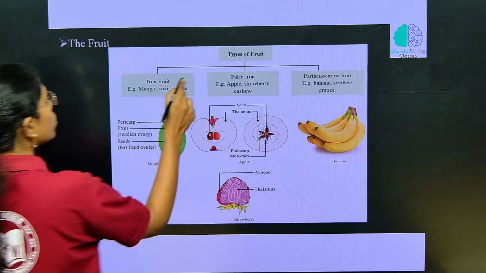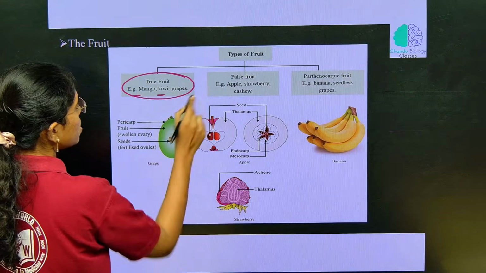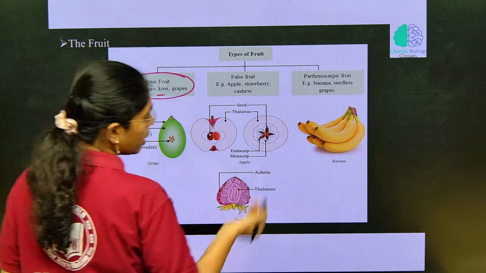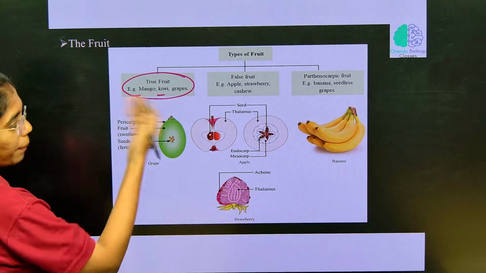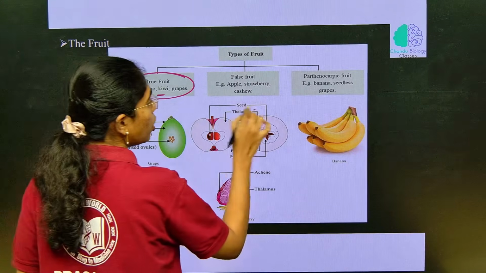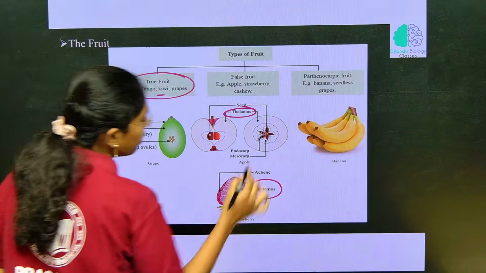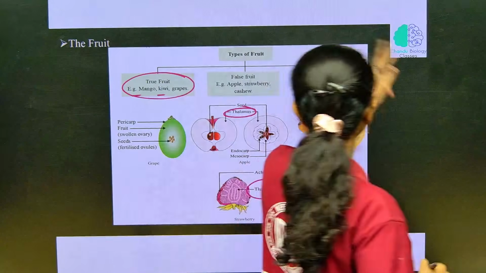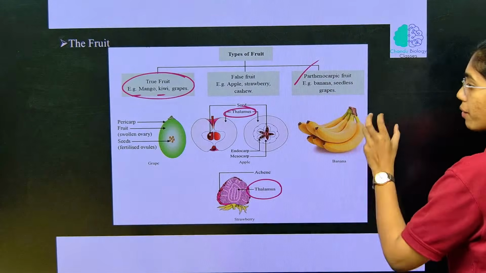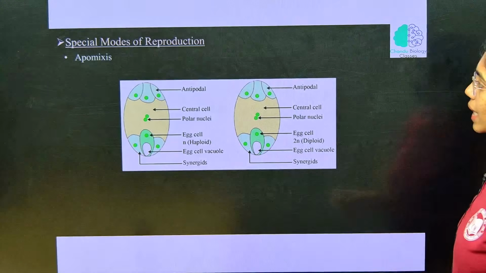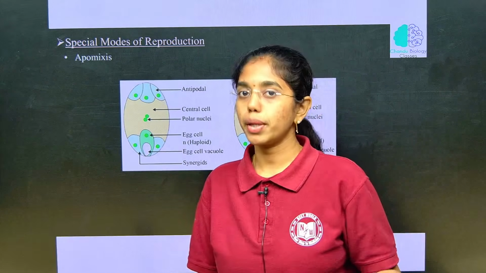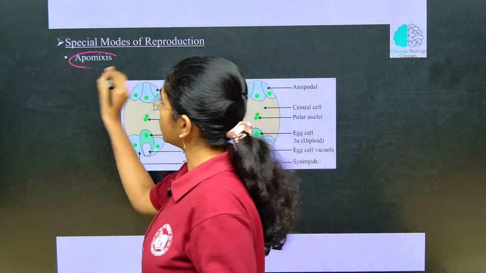First we will see true fruits. True fruit examples are mango, kiwi, grapes, likewise we can take n number of fruits. For false fruits, the best examples are apple and strawberry, where along with the ovary wall the thalamus is contributing in the fruit formation. Bananas and seedless grapes are the best examples of parthenocarpic fruits, where fruit is formed without fertilization. Now let us look into the special modes of reproduction like apomixis.